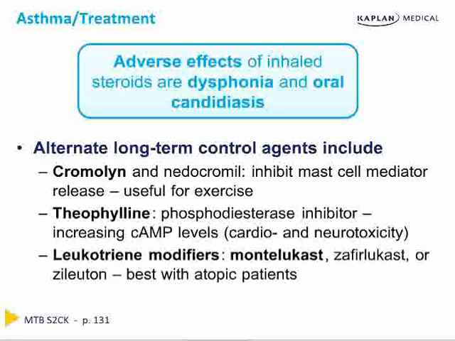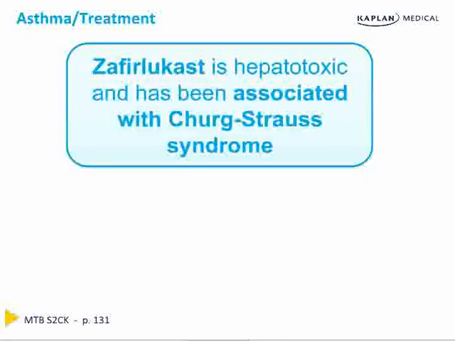Leukotriene modifiers, including montelukast, zafirlukast, or zileuton, are best for atopic patients. However, you have to remember that zafirlukast in particular does carry hepatotoxicity and has been associated with the development of Churg-Strauss syndrome, which we will discuss in a future lecture.